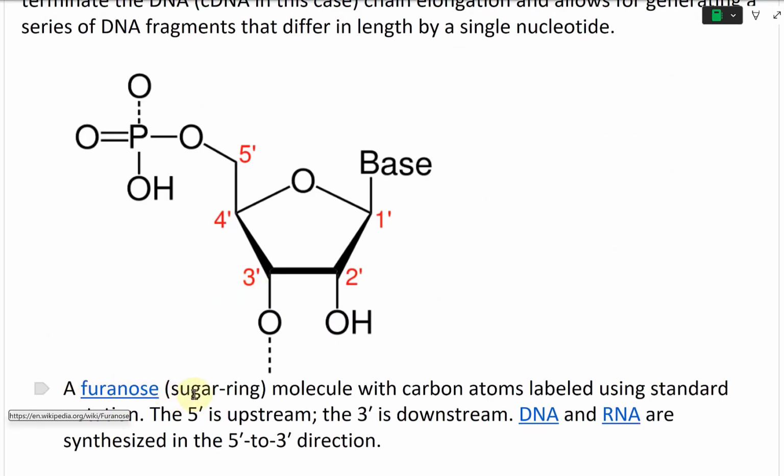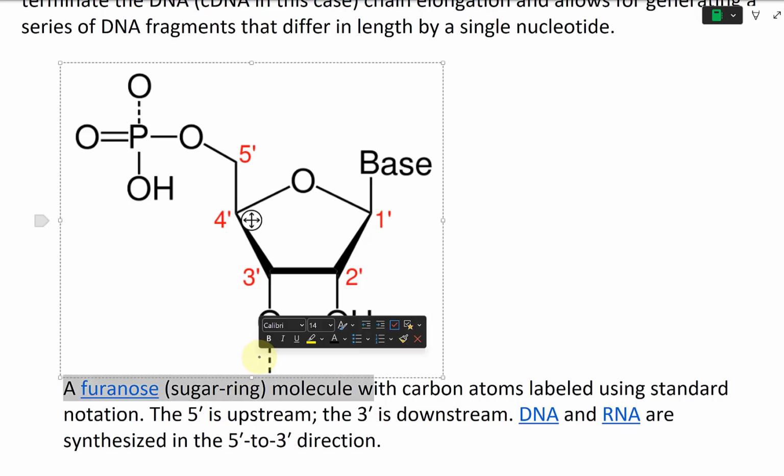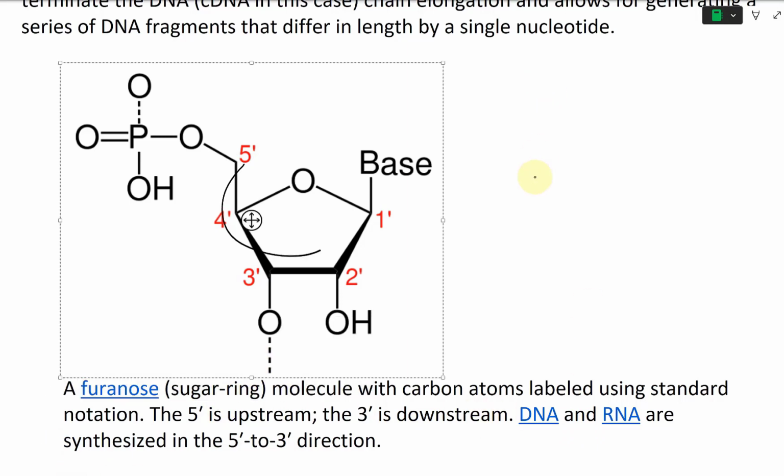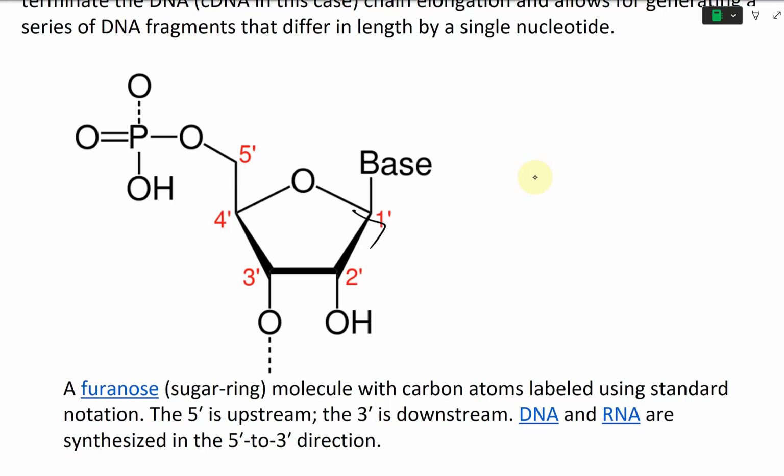So a furanose, or sugar ring molecule, with carbon atoms labeled using standard notation. The 5' is upstream, so you go from here 1, 2, 3, 4, 5, and the 3' is downstream. DNA and RNA are synthesized in the 5' to 3' direction. So that's how they're synthesized, starting from here, going downwards, like that. Hence, it's important to know the orientation.